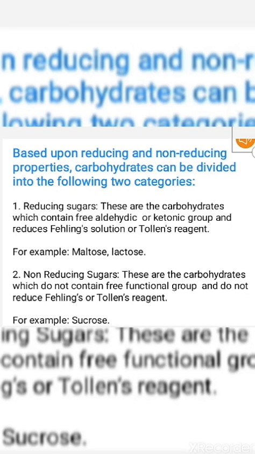This is one of the important classifications. It is also asked in the board exams a number of times, so please keep it in mind. Reducing sugar and non-reducing sugar.